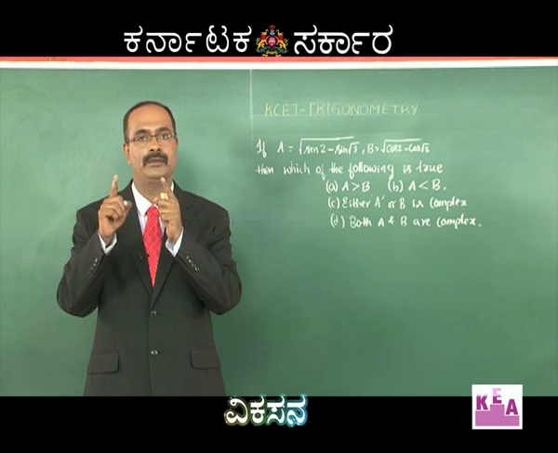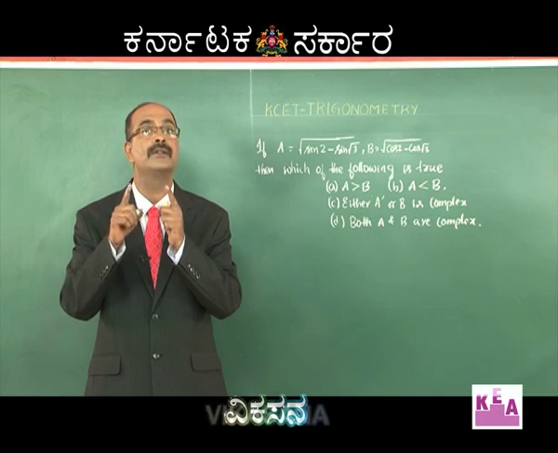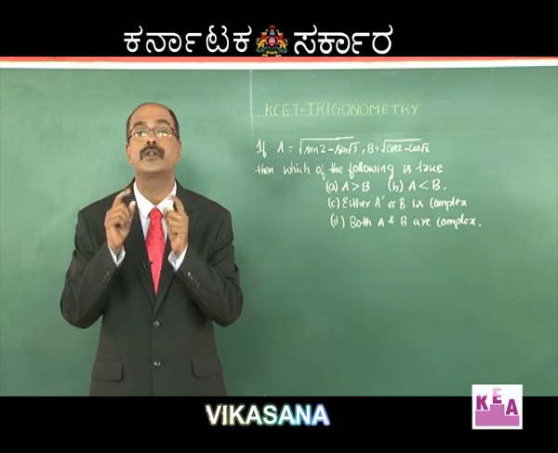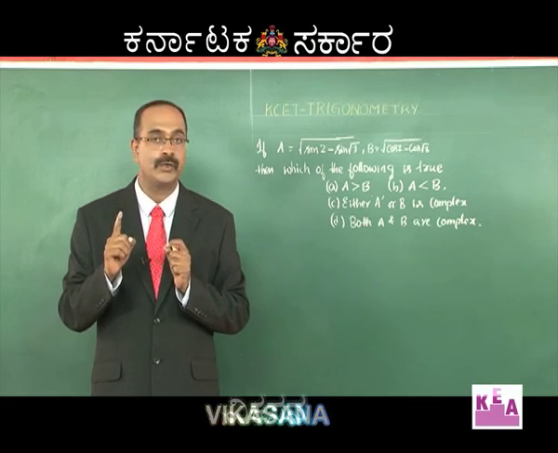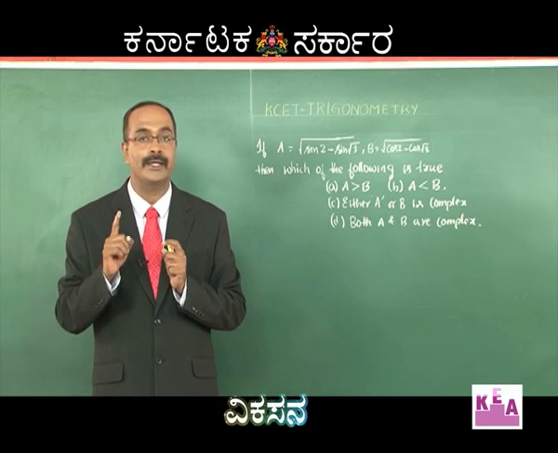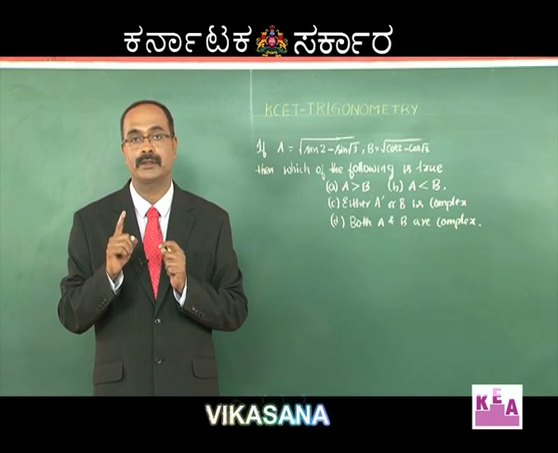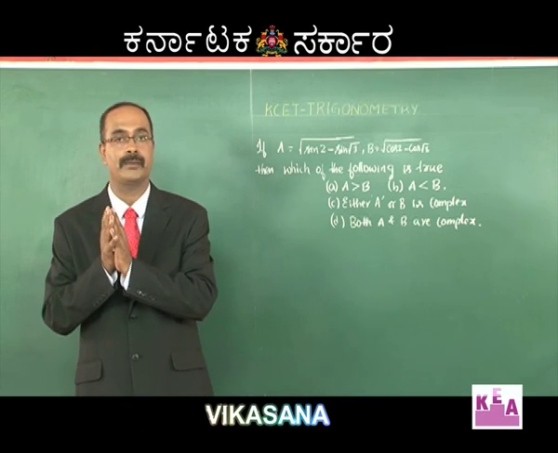Sin 2 is positive, sin 3 is negative. Is it true? That you can analyze in graphical method only. Remember, dear students, if I say sine 2, I am talking about sine of 2 radians and not sine 2 degrees. There is a clear difference between radian measurement and degree measurement.